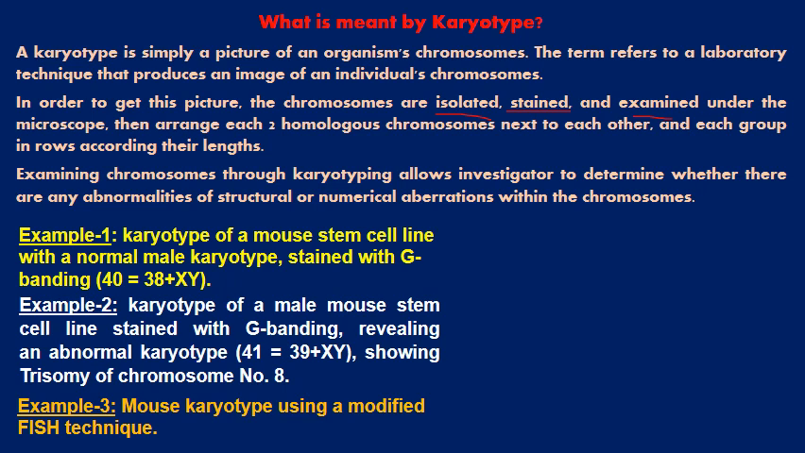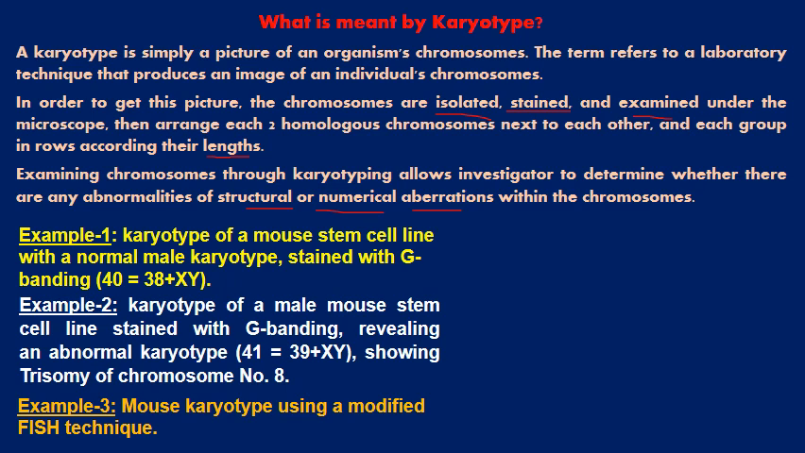Then these chromosomes are stained and examined under the microscope, then each two homologous chromosomes are arranged next to each other, and each group in rows according to their lengths. This depends on the position of the centromere to collect each two homologous chromosomes next to each other. So examining these chromosomes through karyotyping allows the investigator to determine whether there are any structural or numerical abnormalities or aberrations within this karyotype.